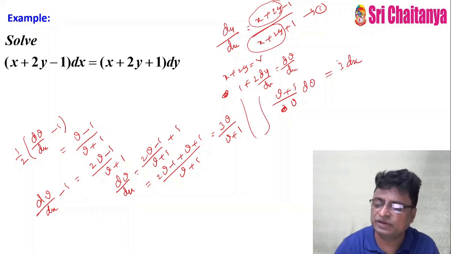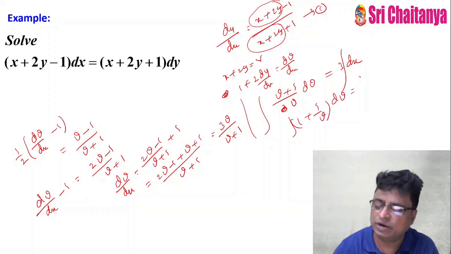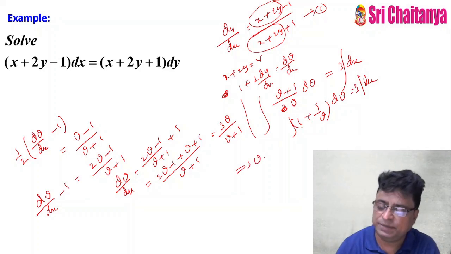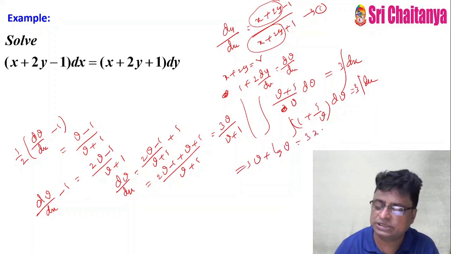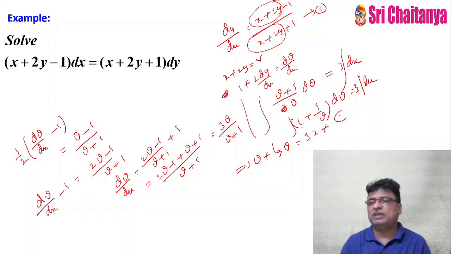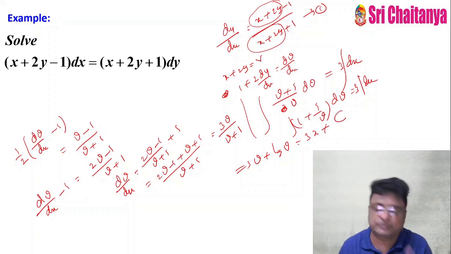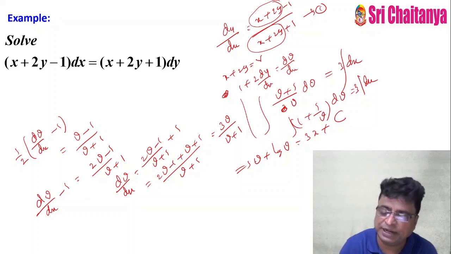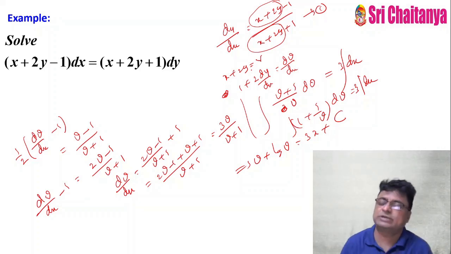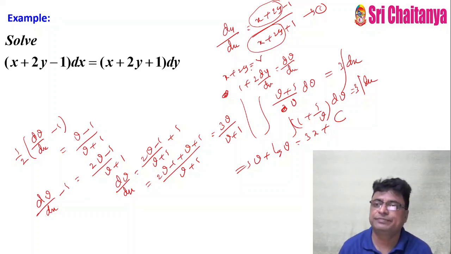Now what I'm doing is take integration on both sides. This is 1 plus 1 by v dv equal to 3 integration dx. This is what? V plus log v equal to 3x plus c. Because everything is not in terms of logarithm, that's why I have not written c as either log c or something, because every term is different. And you finally replace v with what? X plus 2y, you will get the answer.